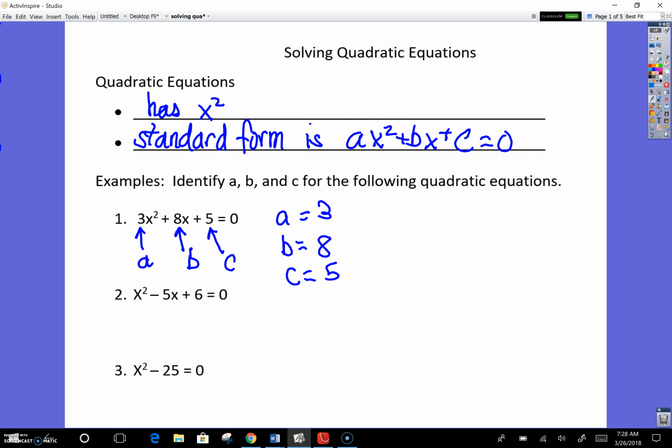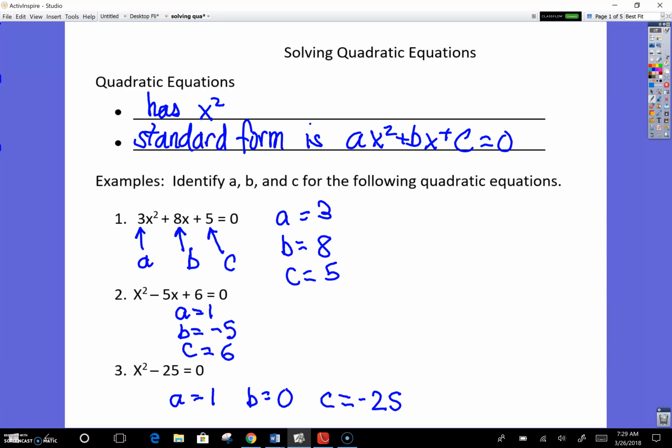Okay, number 2. Let's see you identify it. If you did it correctly, a is equal to 1, b is equal to -5, and c is equal to 6. All right, the last one. It looks a little tricky here, but you see there's no b term. So a is equal to 1. B is equal to 0 because there's no x. And c is equal to -25.